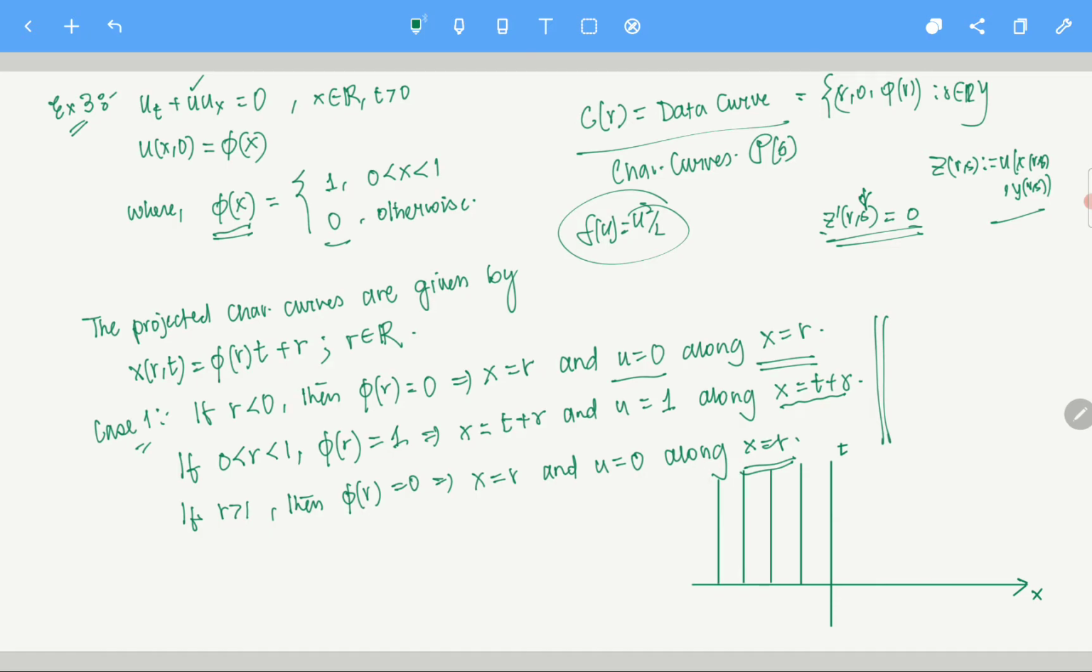Okay, and let's say this is your x equals 1. So for x greater than 1, you have these projected characteristics, which is u equals 0. So essentially x equals r here itself. So x equals r.